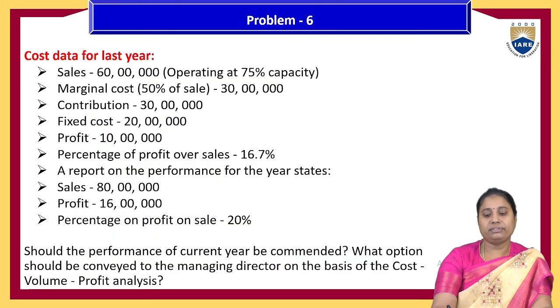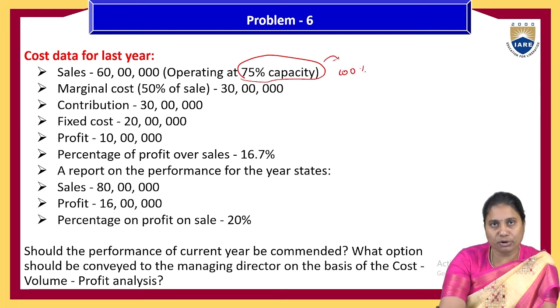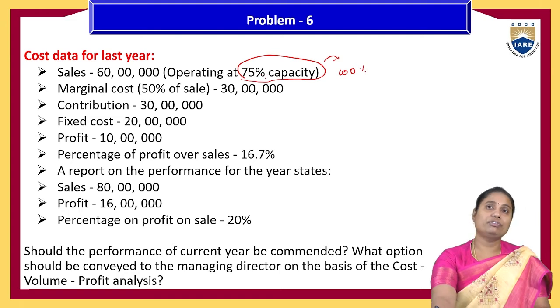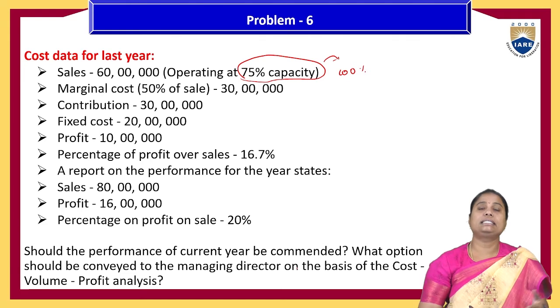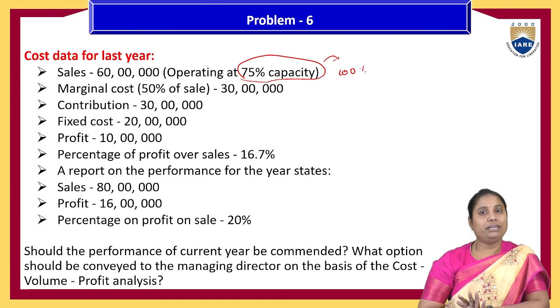Now we have seen they have given the operation at 75% capacity. Now we need to compare: if it operates fully, what is its profitability ratio, and if it operates at 75% of the capacity, what is its sales analysis. We will compare that, and based on that, we can give the interpretations to the manager.